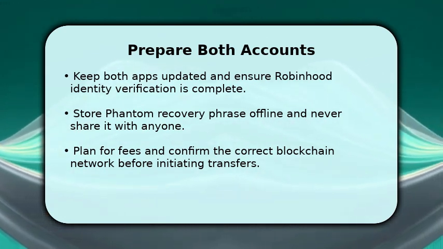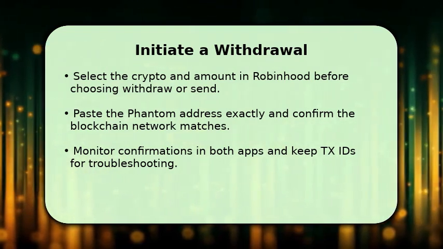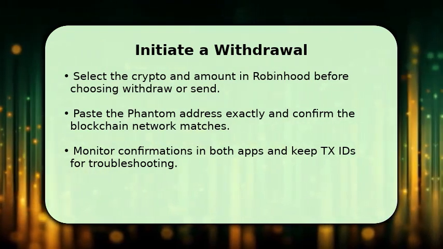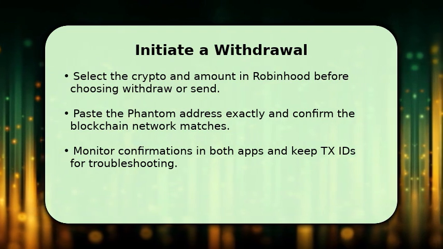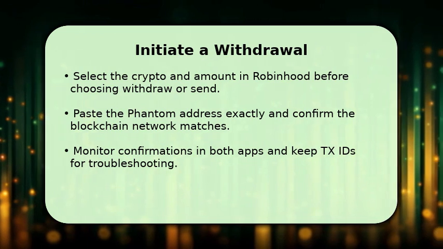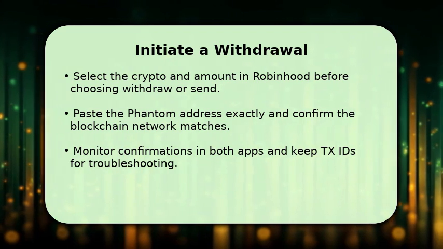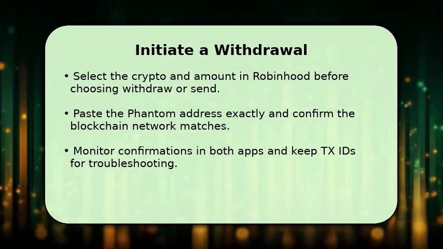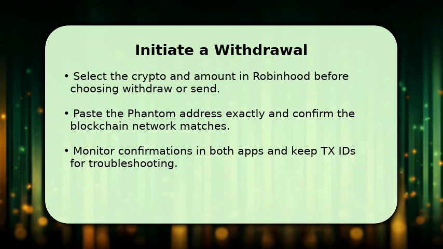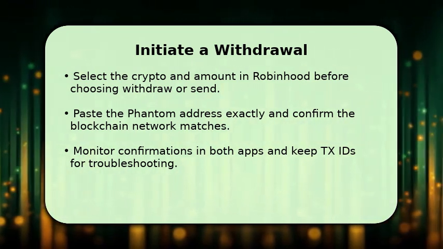Initiate the withdrawal in Robinhood by selecting the crypto and amount, then paste the Phantom receive address exactly. Make sure the blockchain network you choose matches the Phantom address type to prevent irreversible loss. Send a small test amount first and monitor confirmations in both apps, keeping transaction ID and timestamps for troubleshooting. Once the test succeeds, you can transfer larger amounts confidently and securely.